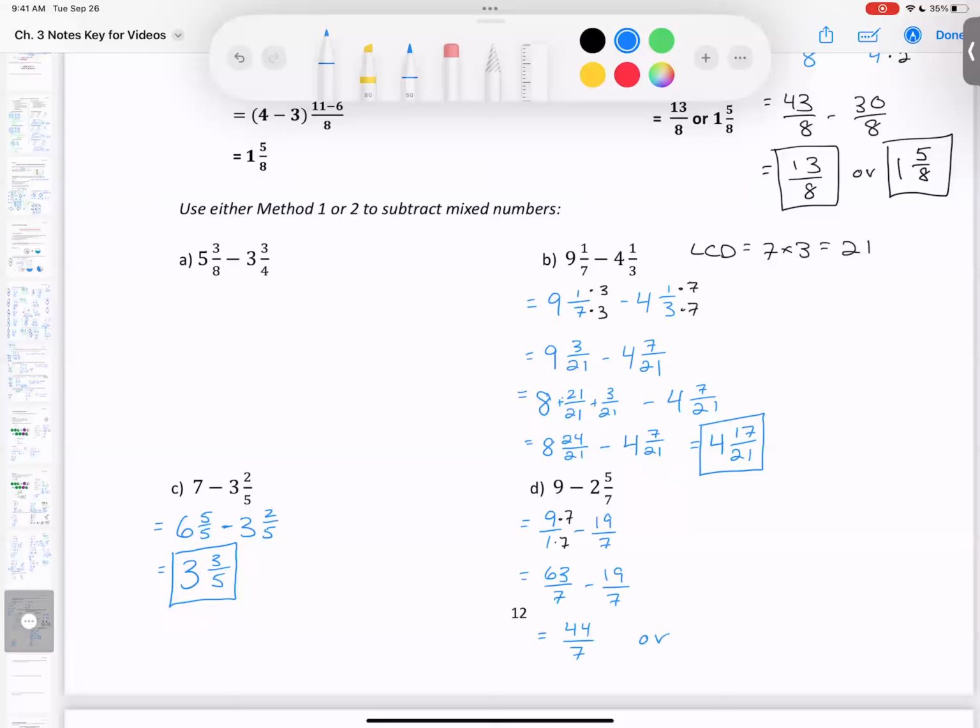Or let's do the division to convert that to a mixed number. So 44 divided by 7 goes 6 times for 42. And that leaves me with 2 left over. So my mixed number here would be 7 and, oh, sorry, no, it would be 6. My answer 6 plus my remainder over the divisor. So 6 2/7.